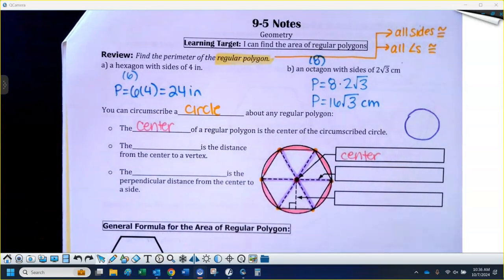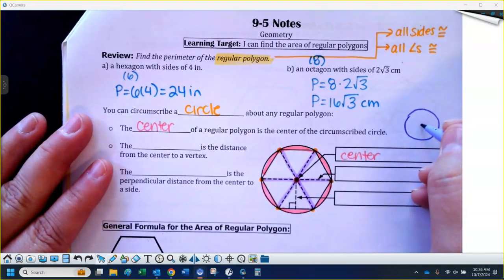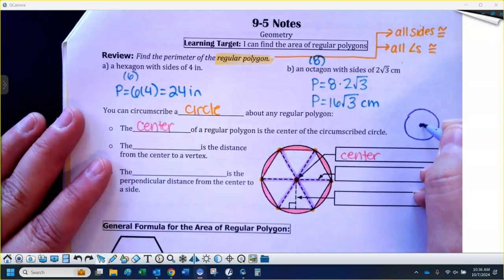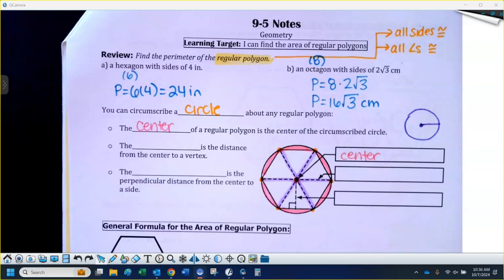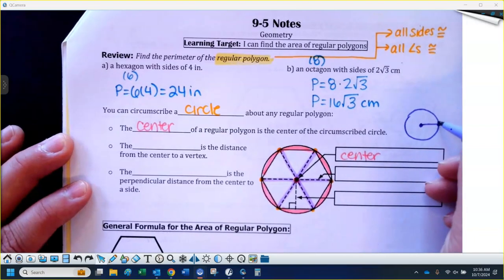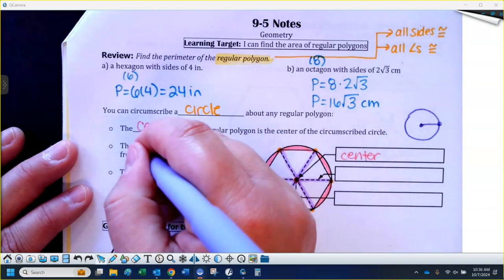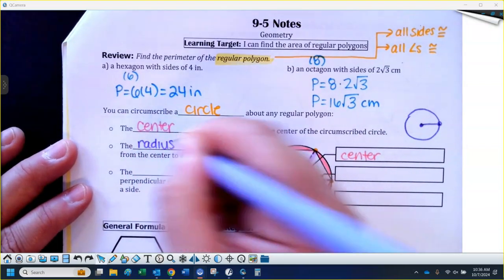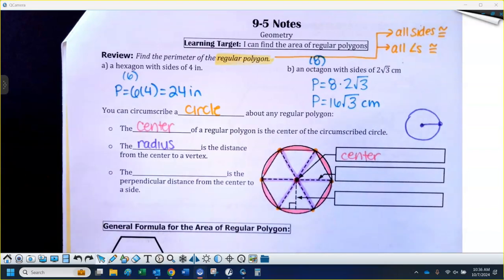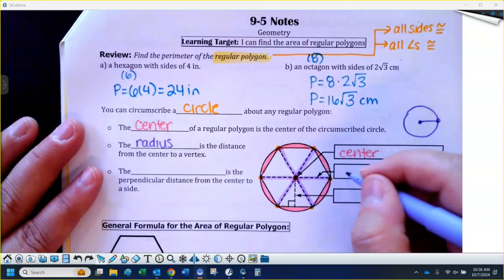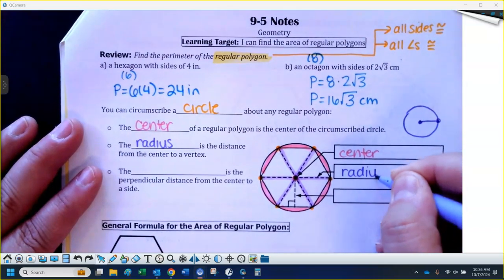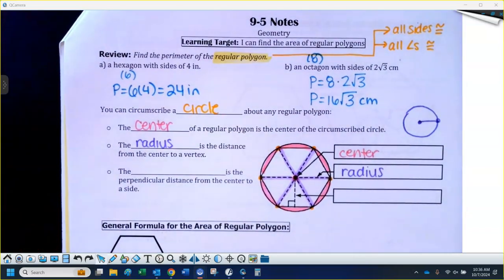So pretend the hexagon's not in there. If I draw from the center to a vertex of the hexagon, it's just a point on the circle. Does anybody know what that segment's called for the circle? It's called the radius. And so if you have a segment that goes from the center to a vertex, because the circle has to go through each one of those points, it's just a radius of that circle. It's also called a radius for that polygon. Just from the center to any vertex is a radius, because it's a radius of that circle.